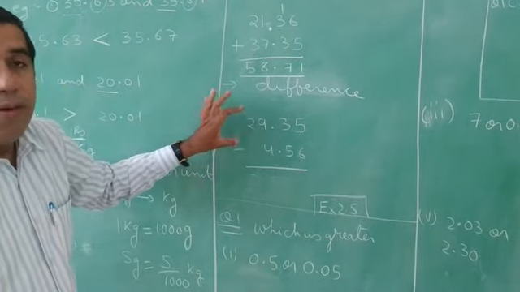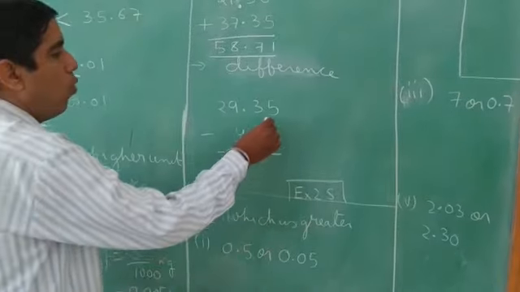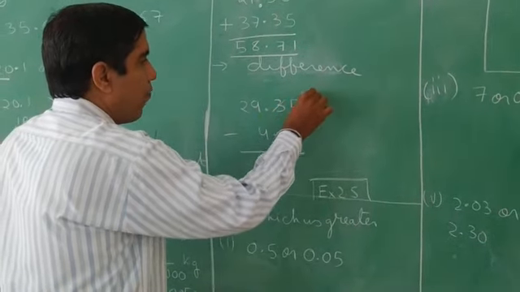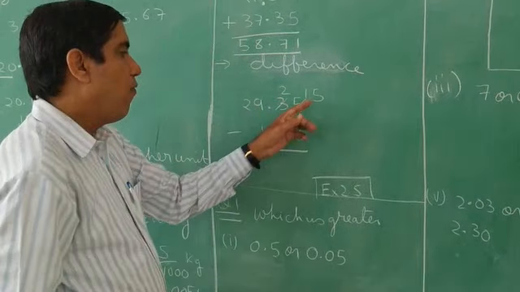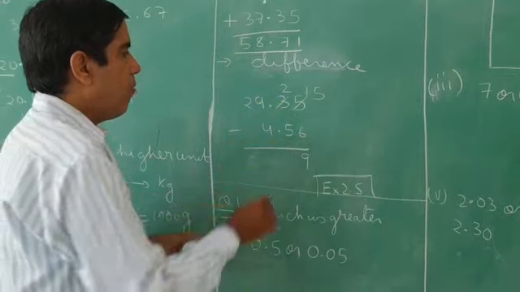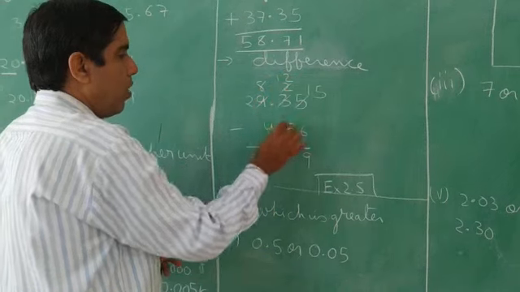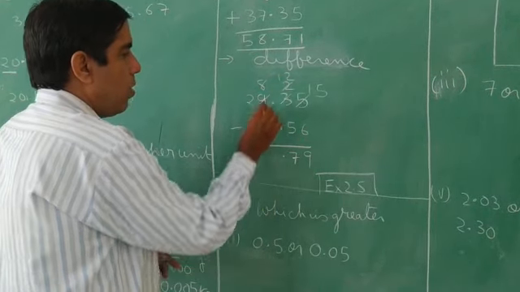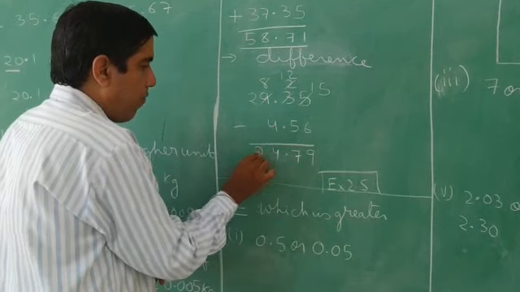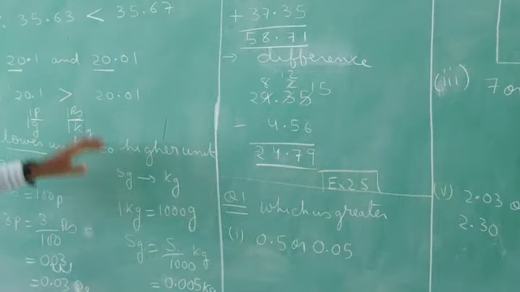Now difference. Difference means subtracting the small from the big. Now 5 minus 6 is not possible, so I will borrow 1 from here. So it becomes 15, and 15 minus 6, you know, is 9. And 2 minus 5 is not possible, so I will borrow 1 from here. It becomes 12 and this becomes 8. 12 minus 5 is 7. And now you can see here 8 minus 4 is 4, and here comes 24.79 is the answer. What is the answer? 24.79.